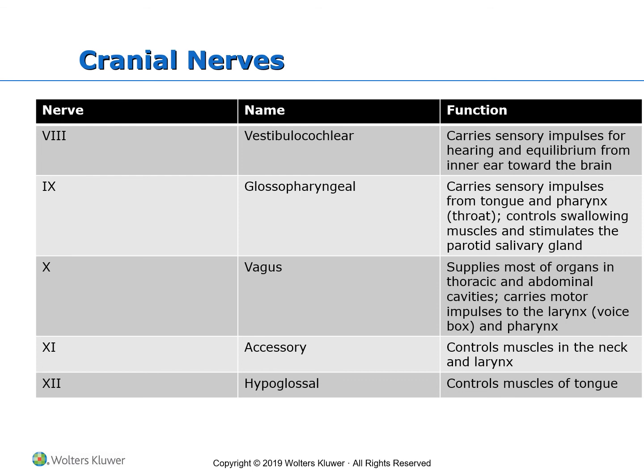Number 10, or the vagus nerve. This is the longest nerve that we have in our body. It starts at the level of the brain and continues down through the neck, thoracic cavity, and inside the abdomen, and supplies motor functions to most of the organs in the thoracic and abdominal cavity, including impulses to the larynx and pharynx. Number 11, the accessory nerve, controls the muscles of the neck and the larynx. And number 12, the hypoglossal, controls the muscles of the tongue.